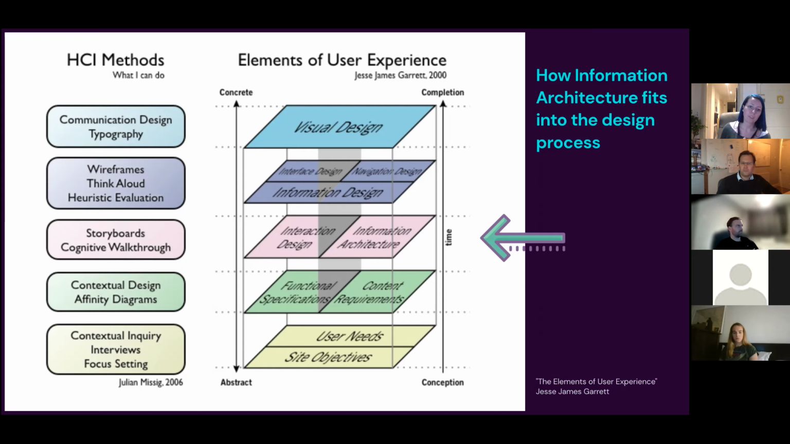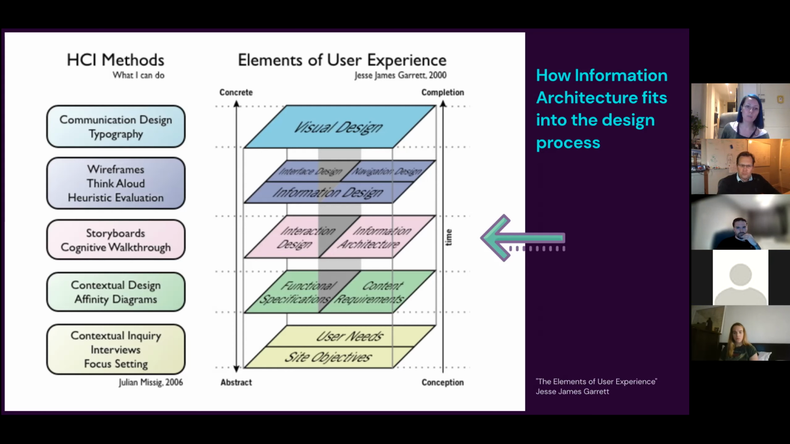So that is where it fits in to the design process. We want to be looking at it before we jump into wireframes, before we jump into visual design, but after we know what our strategy is, right?